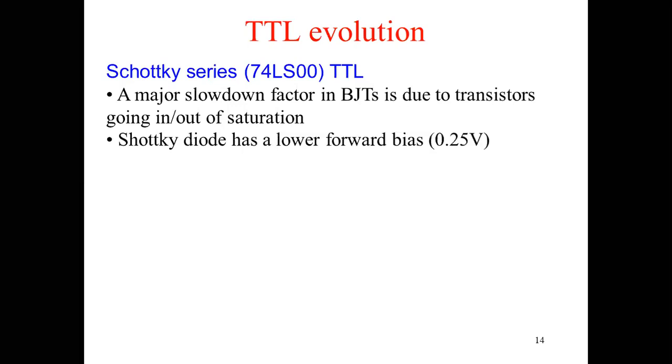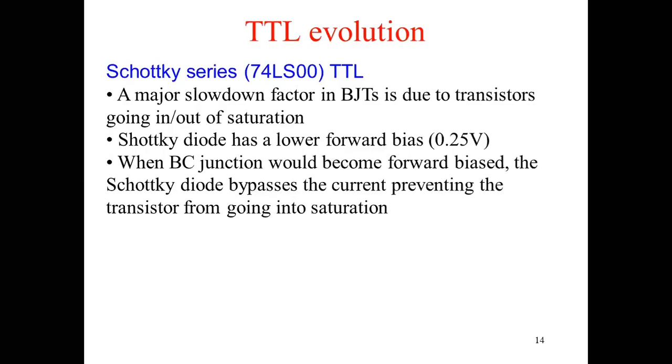A Schottky diode, as we know, has a lower forward bias potential, 0.25 volt, as in the case of silicon we have 0.7 and in the case of germanium we have 0.3 volt. So the Schottky diode has a lower potential barrier, around 0.25 volt. When the base collector junction becomes forward biased, the Schottky diode bypasses the current, preventing that transistor from going into saturation, and this is your Schottky transistor.